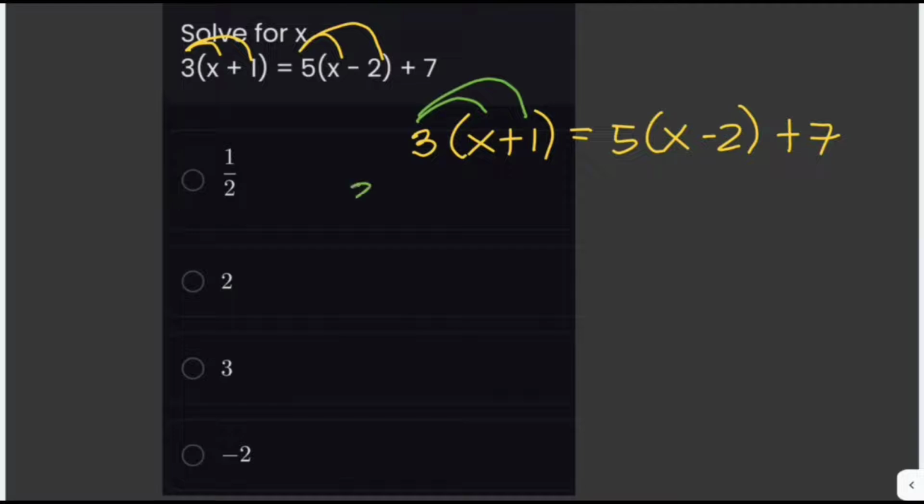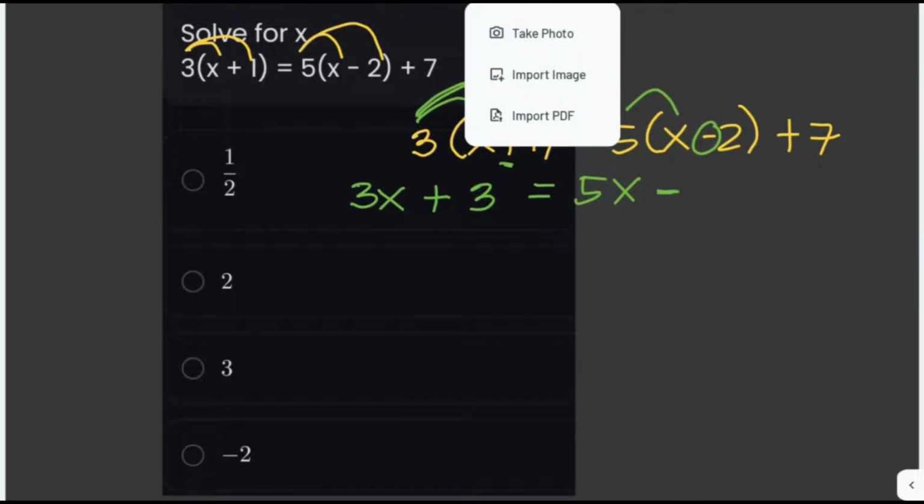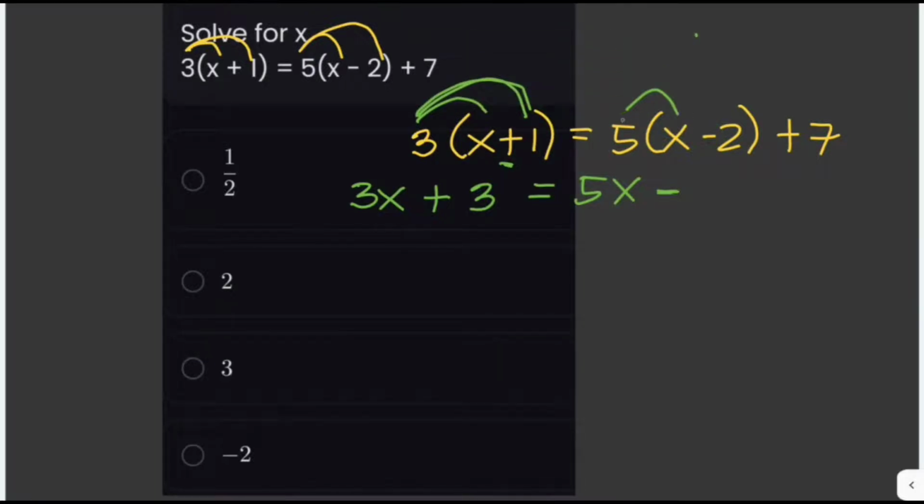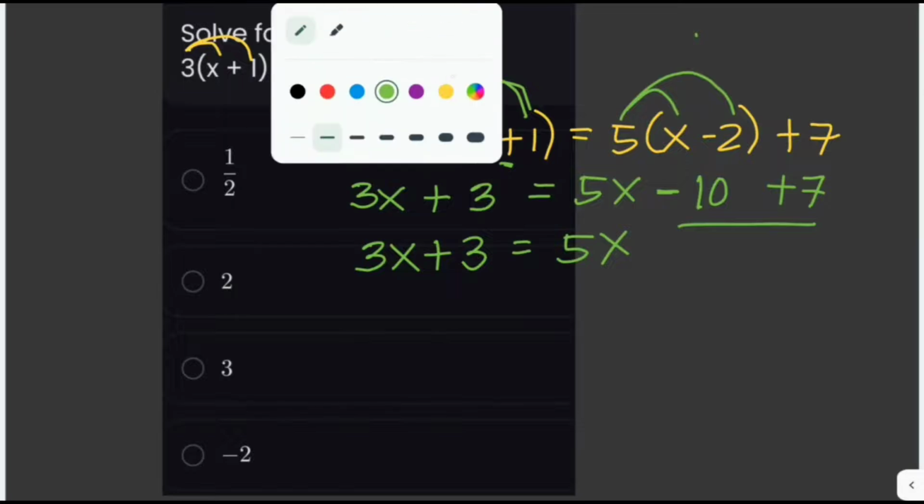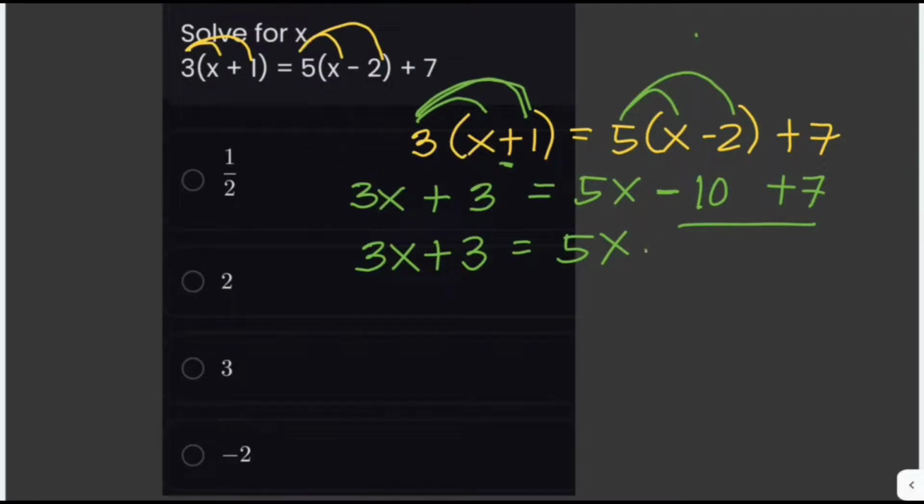3 times x is 3x. Then we copy the operator sign plus. Then 3 times 1 is 3 equals 5 times x is 5x. Copy the operator sign minus here. Then 5 times 2 is 10. Then plus 7. Now we can simplify this. 3x plus 3 equals 5x. Negative 10 plus 7 is just equal to negative 3.